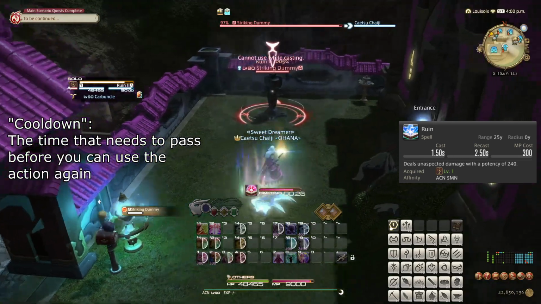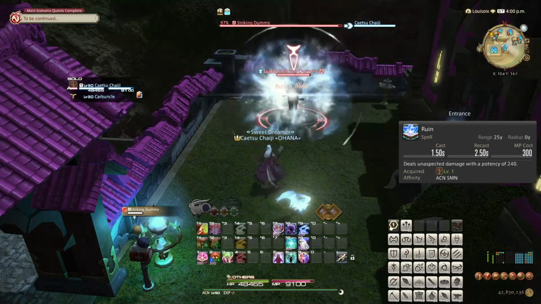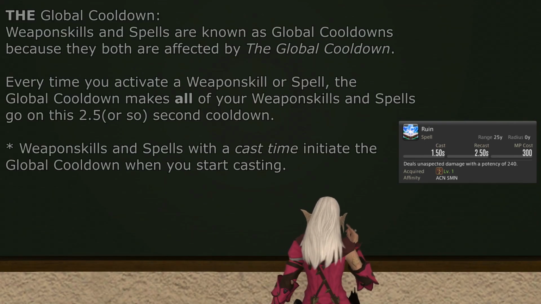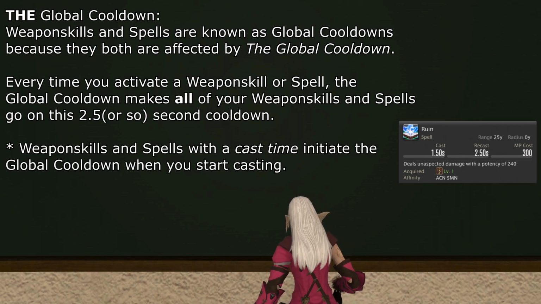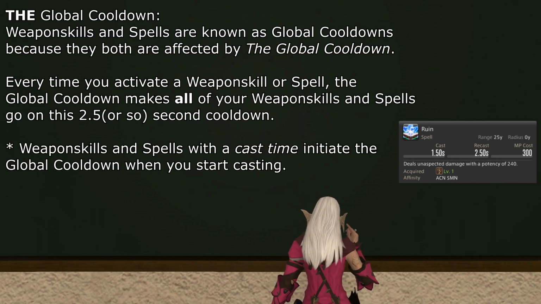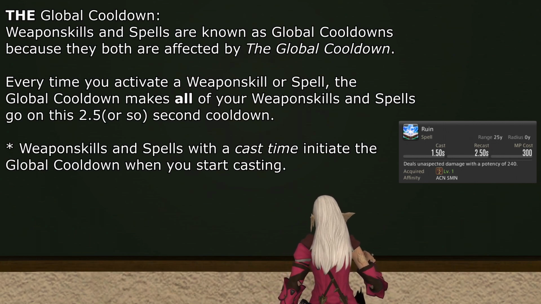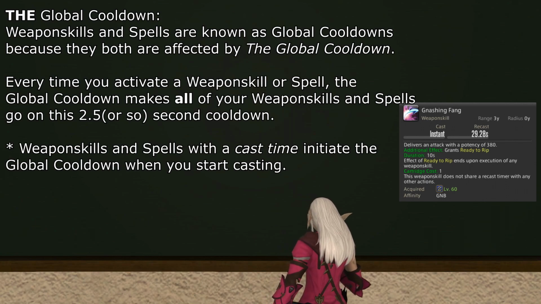The recast time is what is more commonly known as the cooldown of an action. Most weapon skills and spells have a cooldown of 2.5 seconds or less. This is what is commonly referred to as the global cooldown, as all of your weapon skills and spells will simultaneously go on this cooldown when you use just one of them. There are weapon skills and spells with cooldowns longer than 2.5 seconds, but we will get back to those later.